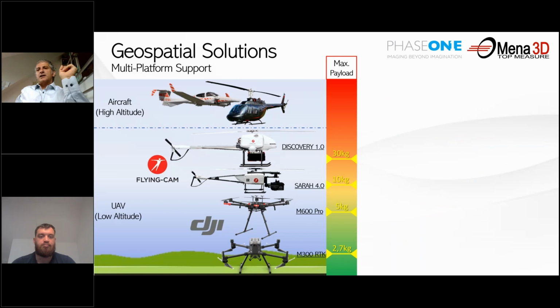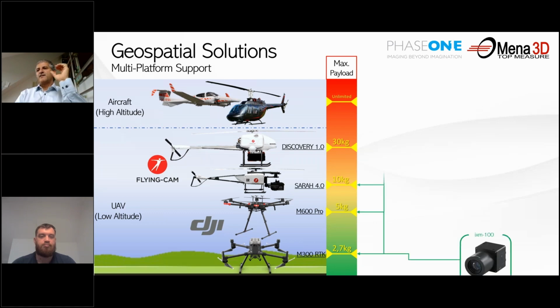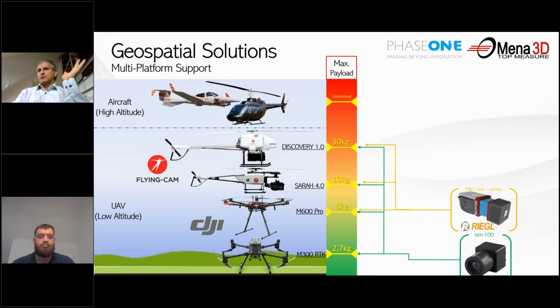This is a very important slide. I thank my colleague Costas, who worked on this slide and shows us everything here. Phase One, starting from P3, can be mounted on different drones, as you see, from the M300 to the M600. From 2.7 kilo, the M300, up to 5 kilo, up to 10 kilo, and for sure up to 30 kilo, any of them can be mounted. Also the Regal miniVUX LiDAR can be mounted, and the DJI M600, the SARA.